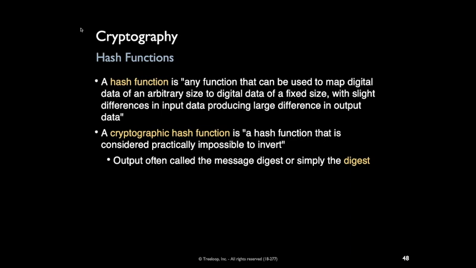And a cryptographic hash function is one that's considered practically impossible to invert. So you can't go the other way, right? You can't take a hash and turn it back into its original source data. But this is useful for something like passwords, because we just hash the password and compare it to the hash we have. We don't need to know what the original was. But this is different than encryption, right? Because this hash function is one way.